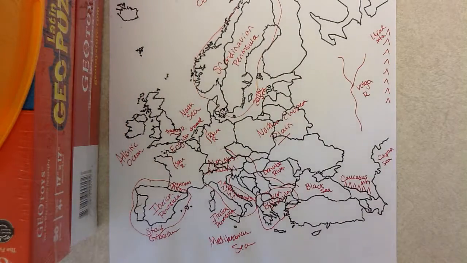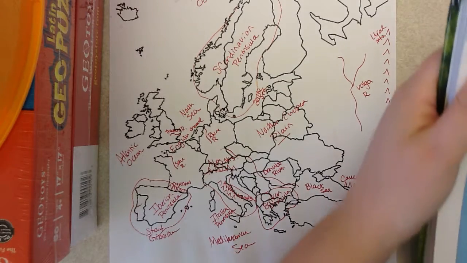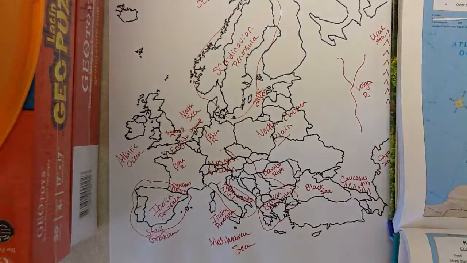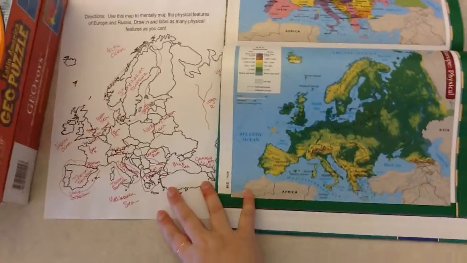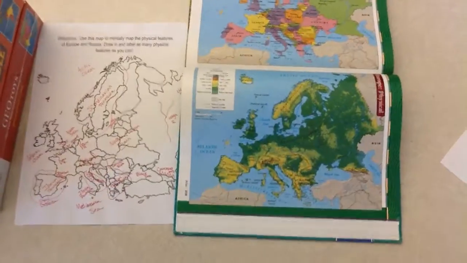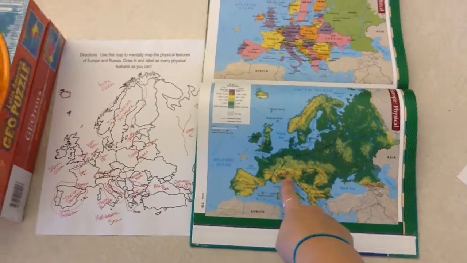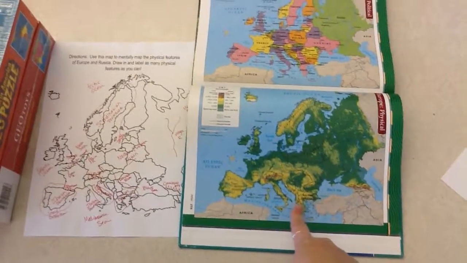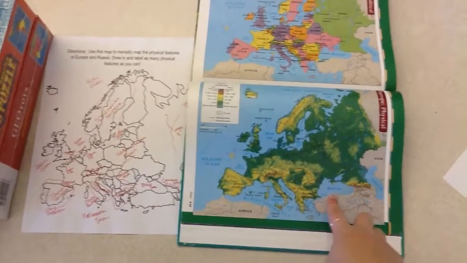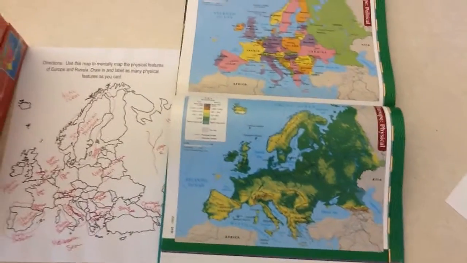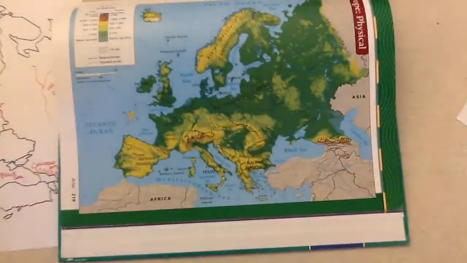So now I'm going to grab my Europe textbook. I'm going to open it to page 219, and I'm going to check my work. I'm just going to do this so we can see if the work that I just did matches. So you can see Iberian Peninsula, Pyrenees, Alps, Apennine, Italian Peninsula, Balkan Peninsula, Caucasus Mountains, Black Sea, Caspian Sea, North Sea. I'm going to get a little closer.